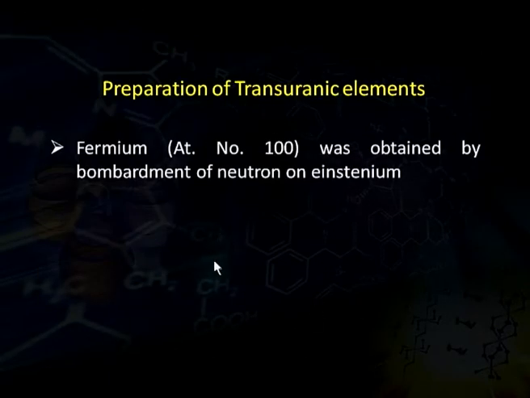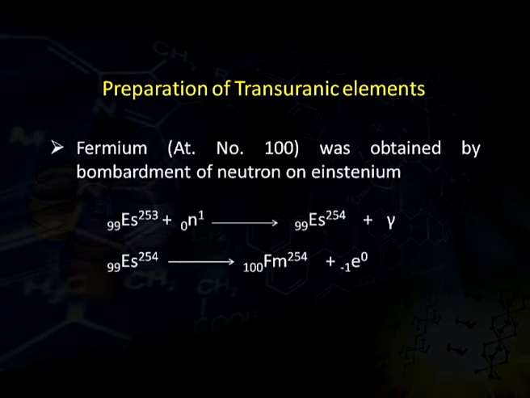Next is fermium with atomic number 100. It was obtained by bombardment of neutrons on previously prepared einsteinium. Einsteinium bombarded with a neutron is converted into einsteinium 254, and further this isotope 254 is converted into fermium 254 by emission of a beta particle.